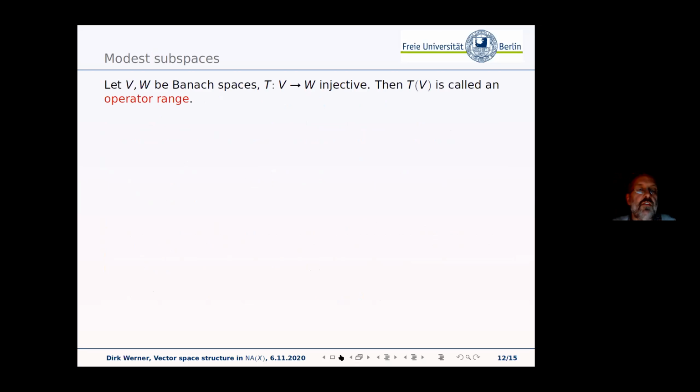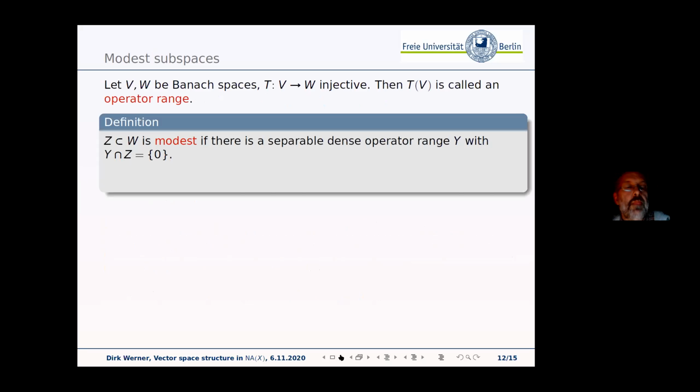And here is the key definition. We take a space W and a subspace Z. This is called modest if it is sort of next to an operator range. So if there is an operator range that misses Z, the intersection is 0. It's like two orthogonal subspaces.